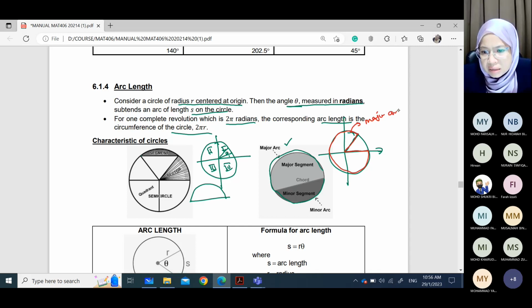Major arc. Okay, so yang ni jadi dia punya nak dapatkan arc dia bergantung kepada angle. So the angle untuk major arc adalah yang ini.